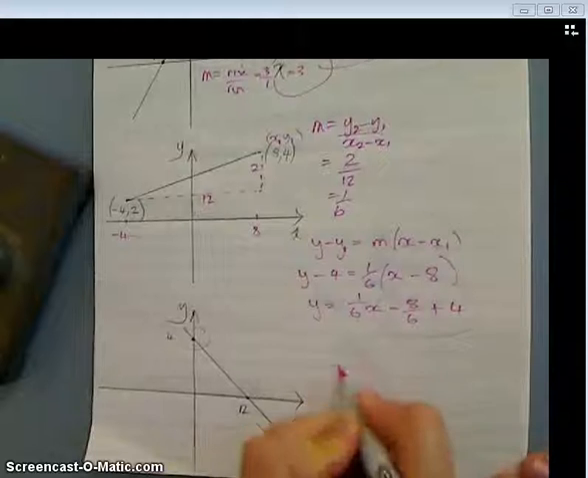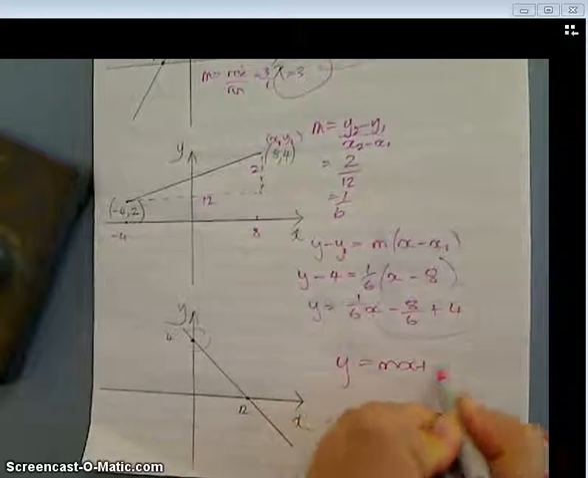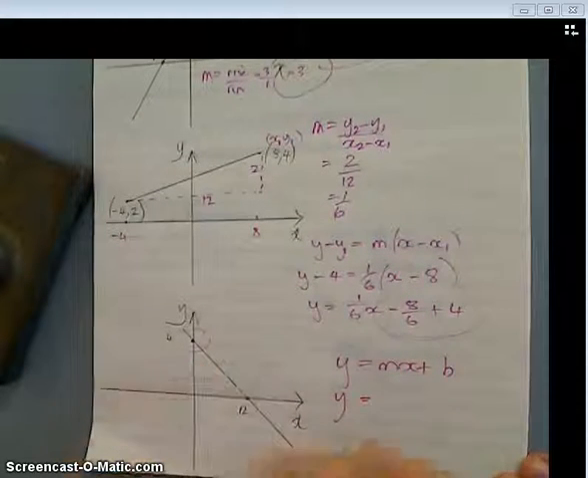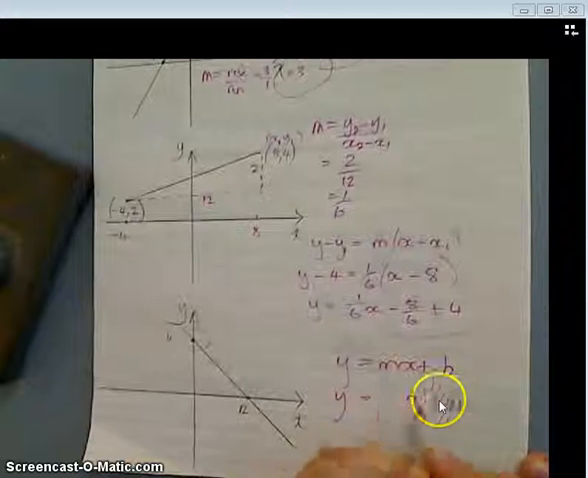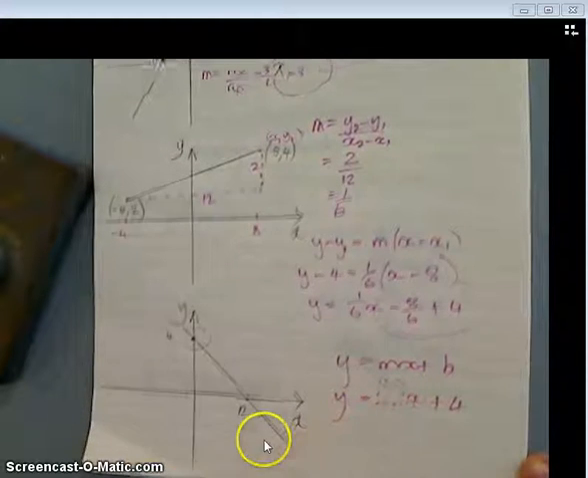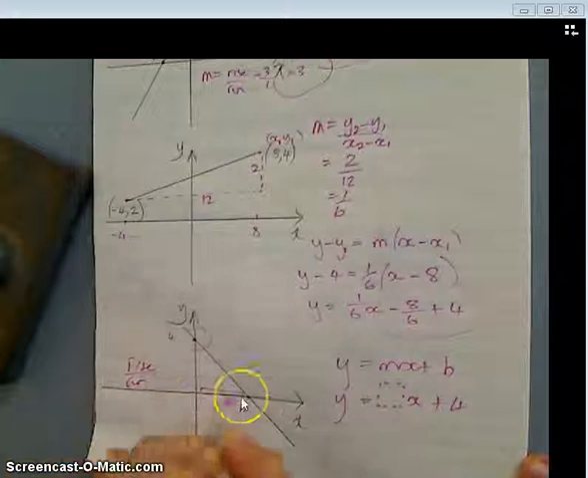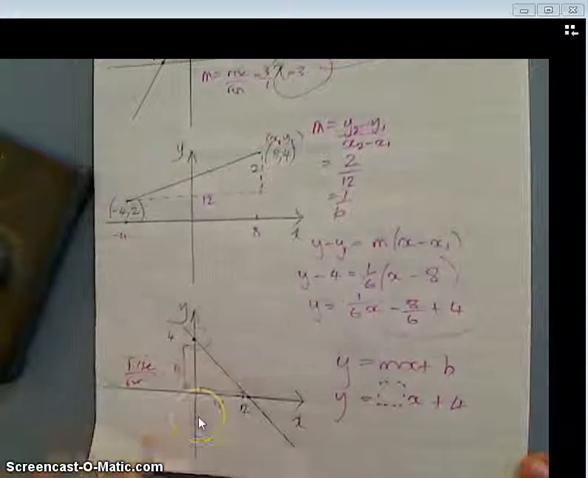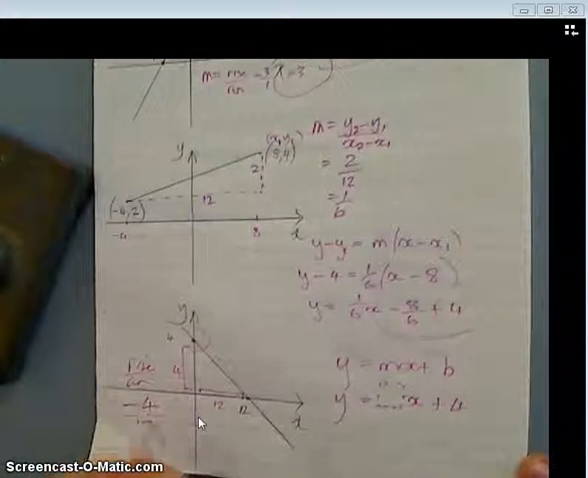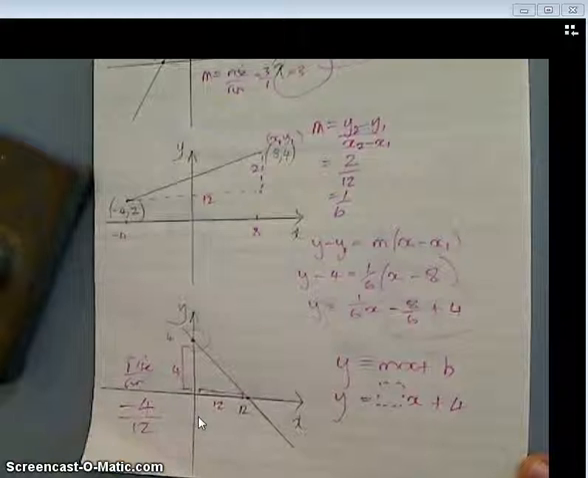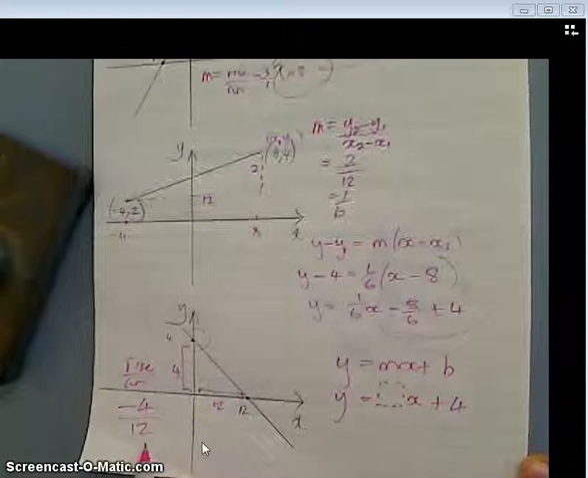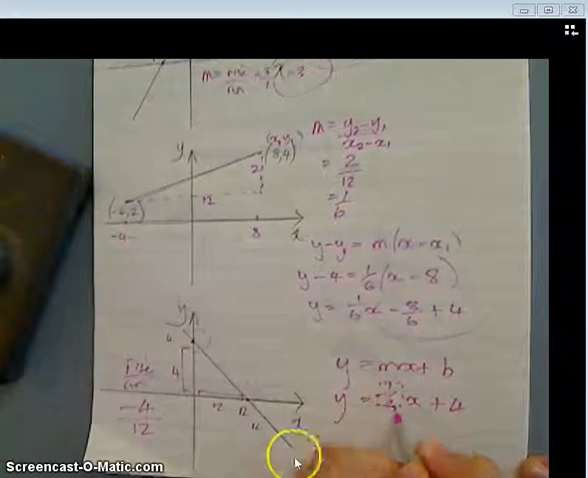So the very last example here, I can use my point gradient. My intercept here is 4. And my gradient, I don't know, so I need to work out my rise and my run. So for every 12 steps across, I go down 4, so it's minus 4 over 12, which is minus a third. That's my gradient.